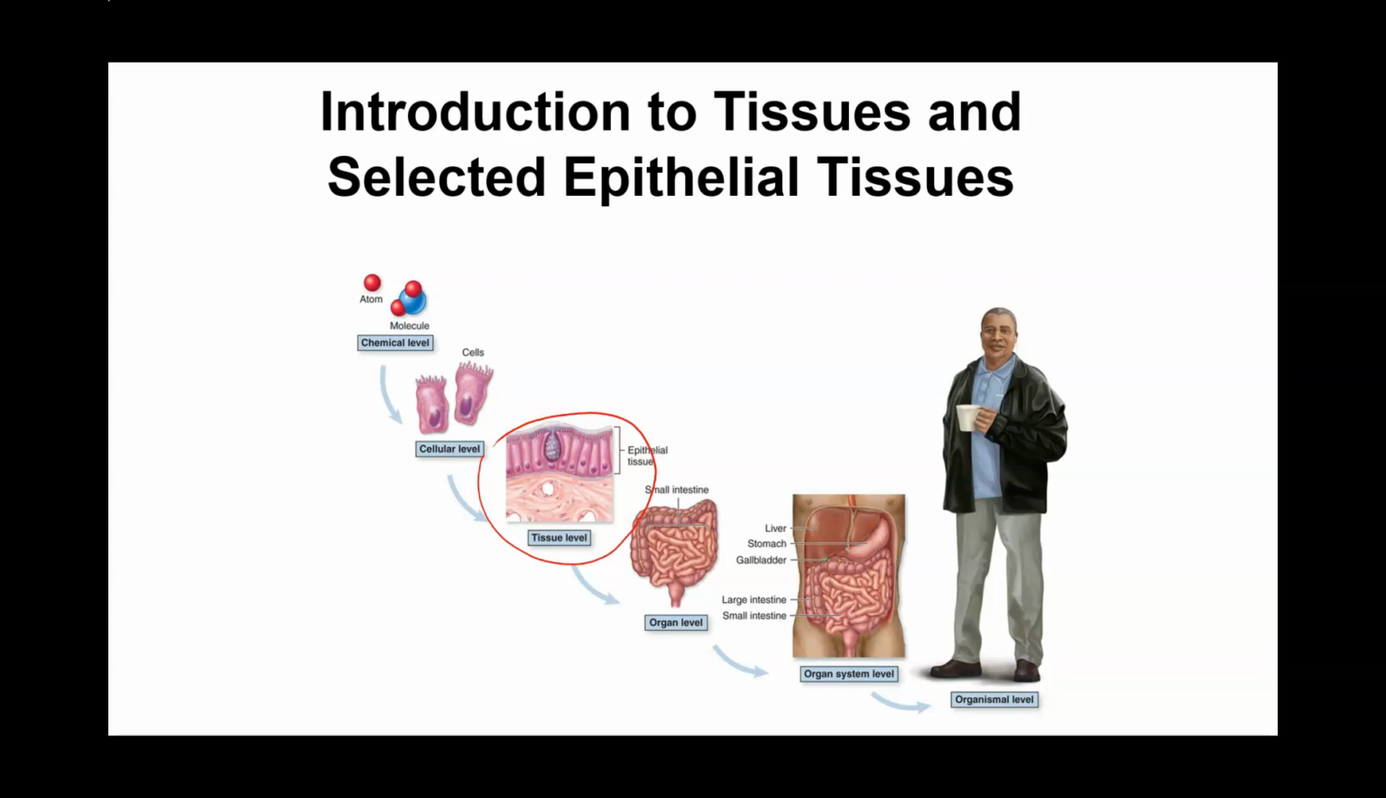So what we're going to do is start off by introducing the concept of tissues in general, and then we're going to focus in on a single category of tissues, the epithelial tissues. And we'll begin with the general characteristics of epithelial tissue before finishing up with looking at the specific characteristics of about half a dozen selected epithelial tissues. So let's go ahead and get started with all this.